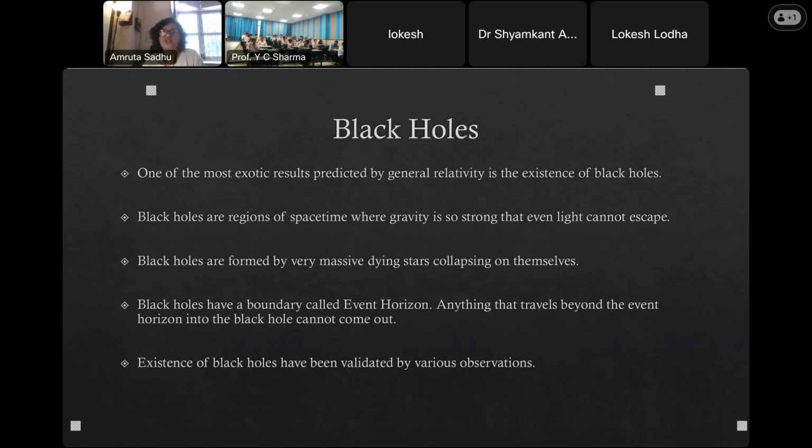Initially, when these objects were predicted, people didn't believe them, but a lot of work by Chandrasekhar and others, and then Penrose, Stephen Hawking, and so on, made the black hole an accepted solution to the equations of general relativity.